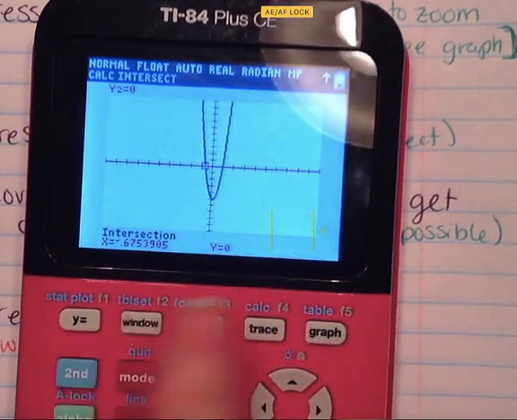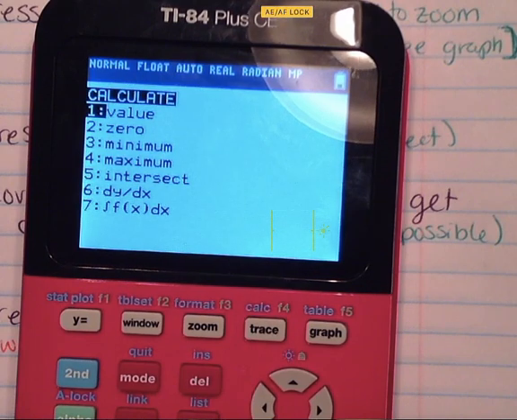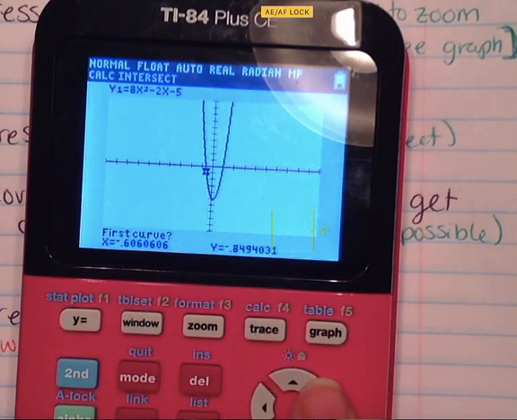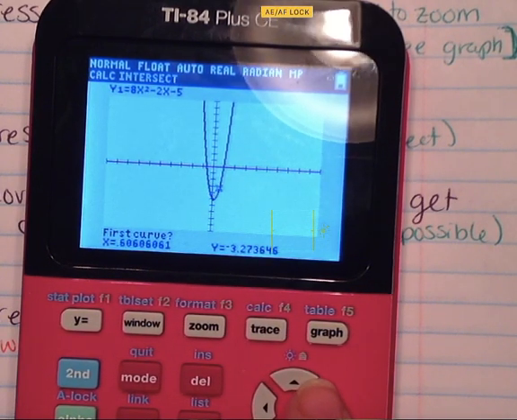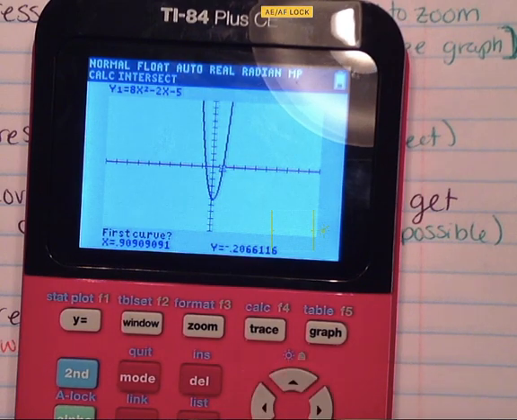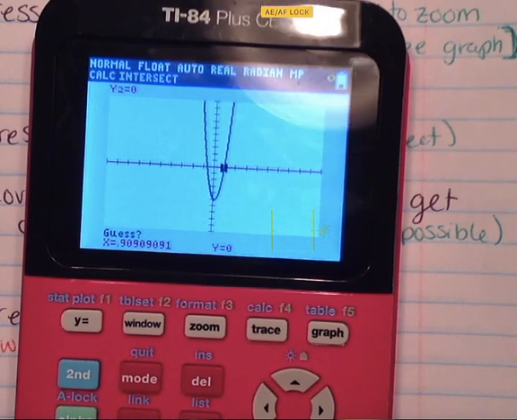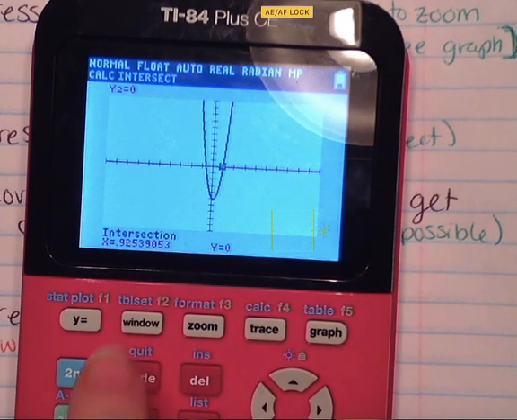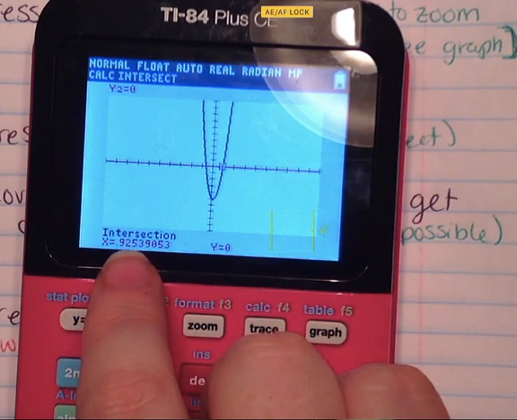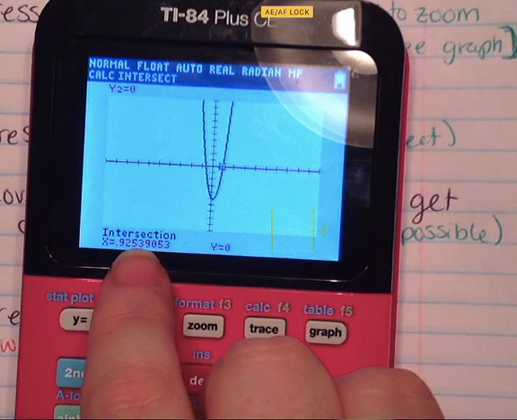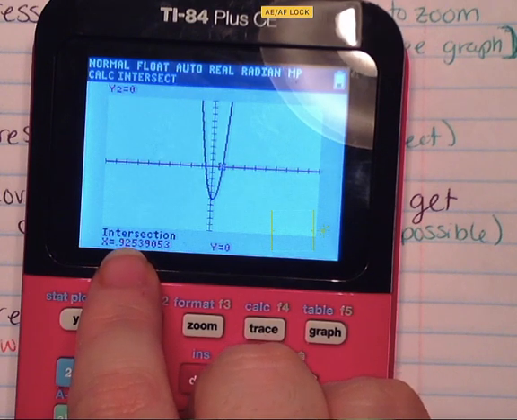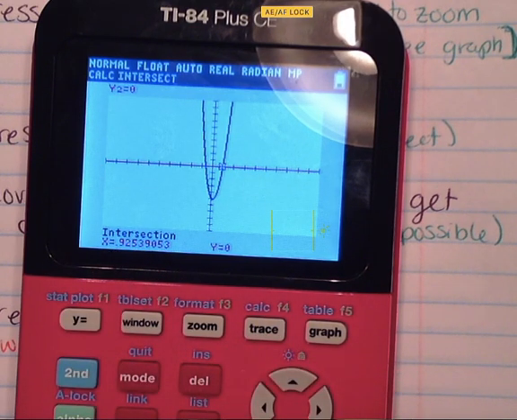So I'm going to go back to second trace. I'm going to number 5 again. Now I'm going to go to the right to that other intersection, and that's pretty close to the intersection. So I'm going to press enter 3 times. So enter, enter, enter. And now we have 0.925. So again, that 5 makes that 2 go up to a 3. So we have 93 hundredths. So our x value is at 93 hundredths.